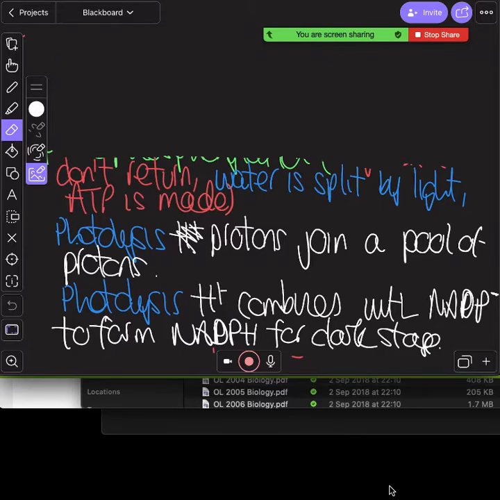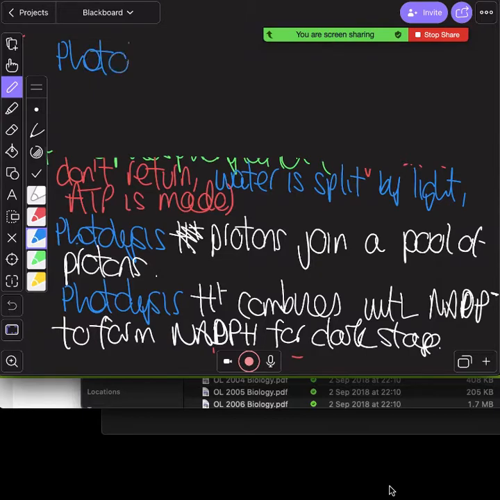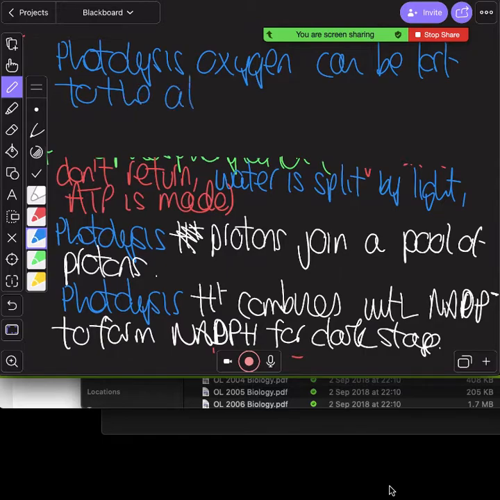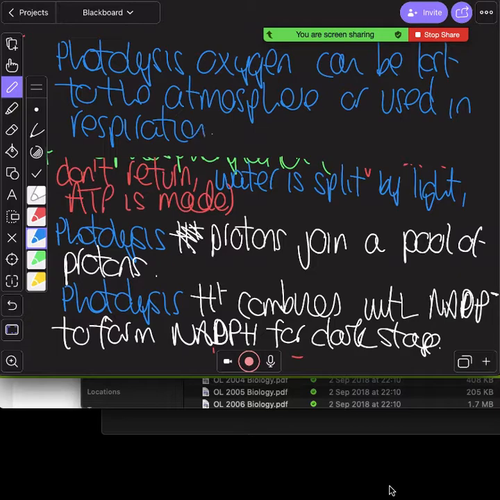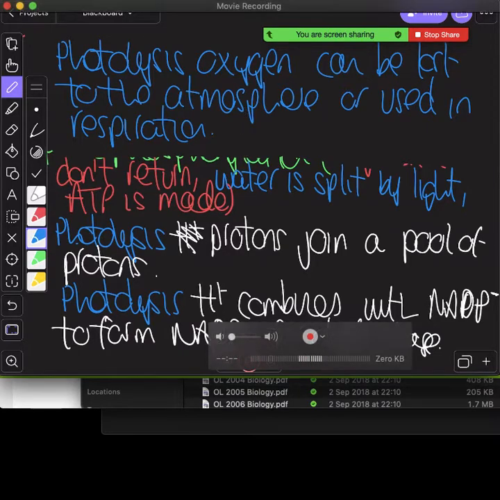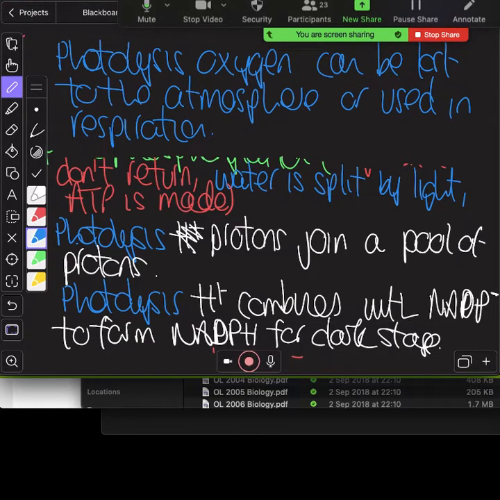And the last part of this is going to be in blue, and photolysis oxygen can be lost to the atmosphere or used in respiration. Now there is a lot going on there.